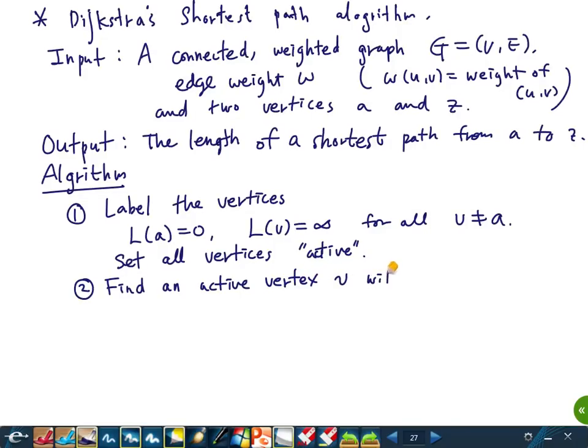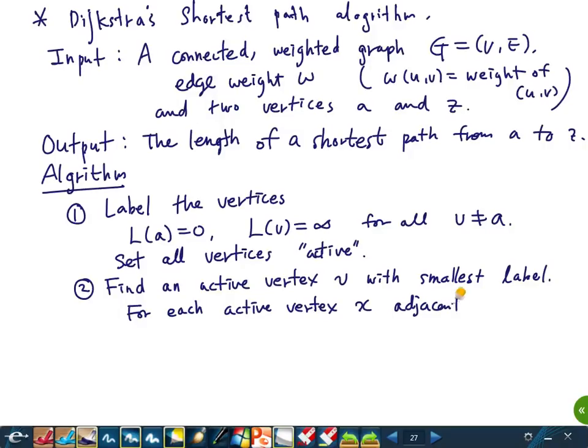V with the smallest label. Now we have a label for each vertex. So we consider all active vertices, and then we find an active vertex which has the smallest label. Find one such vertex. And then we're going to do the following. For each active vertex, say X, adjacent to V. There are some vertices connected to V by an edge, right?